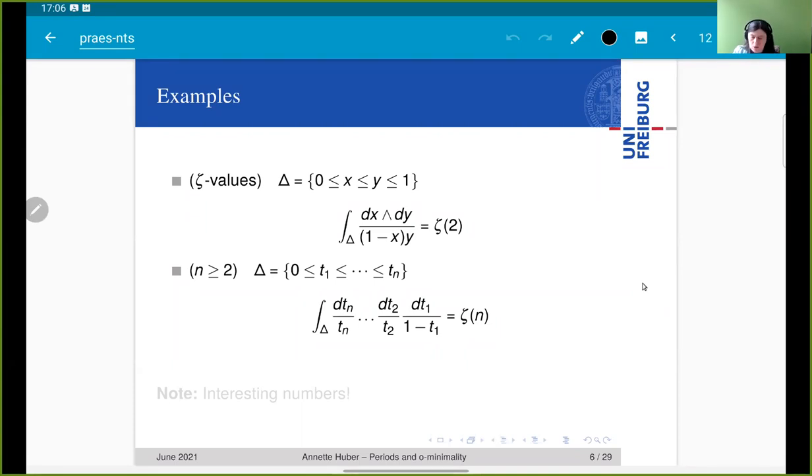And I hope that you all agree that these are all really interesting numbers. Periods are a really rich source of interesting numbers. Of course, there are many more non-periods than periods, but the non-periods usually are boring. They're just something. But these numbers that you write down in a special way, coming from arithmetic data, they are interesting.